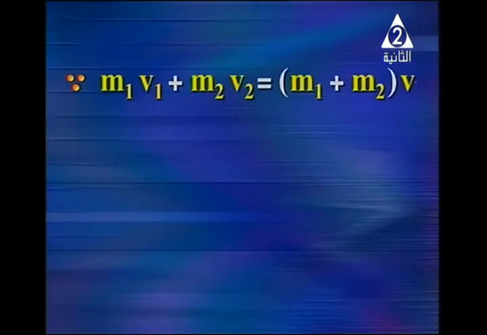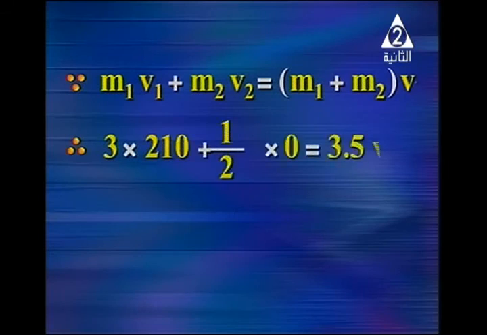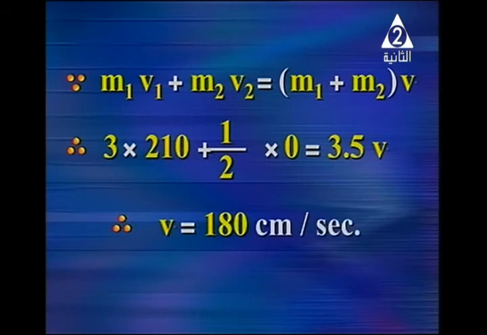Solution. Since, dear student, M1 V1 plus M2 V2 before collision equals M1 plus M2 inside brackets times V after collision. By using substitution, 3 times 210 plus half times 0 equals 3.5, the sum of the two masses, times V. By calculating the velocity, V equals 180 centimeter per second.